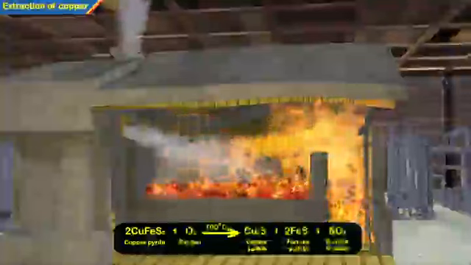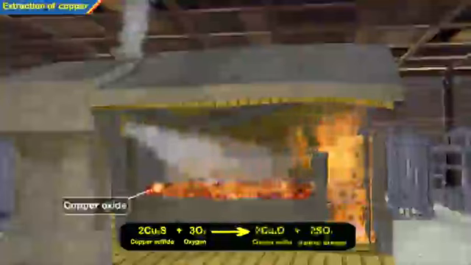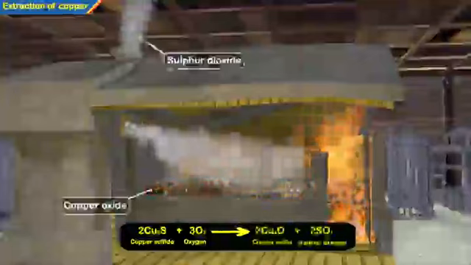But predominantly, copper is extracted from copper pyrite, that is CuFeS2. Treating copper pyrite with air in the reverberatory furnace between 500 degrees Celsius and 700 degrees Celsius leaves copper sulfide in the furnace. Further, supplying air to the furnace, copper sulfide oxidizes into copper oxide and emits sulfur dioxide.